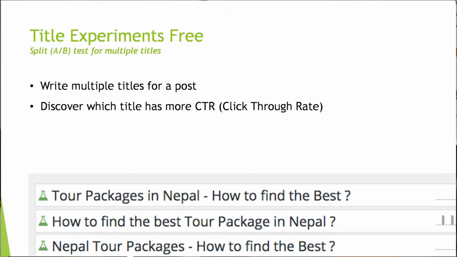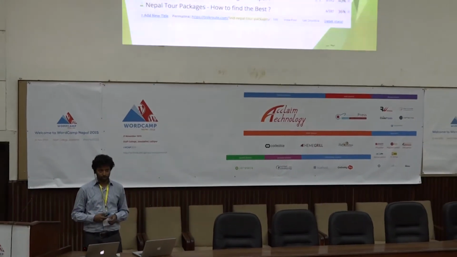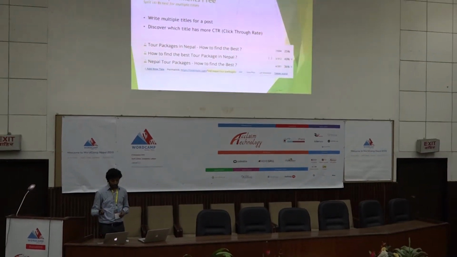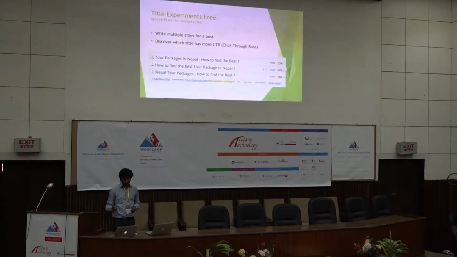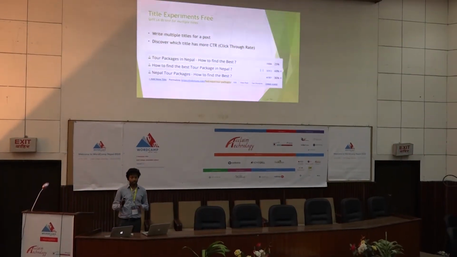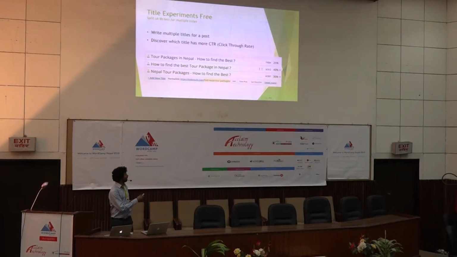Another plugin, titled Experimental. We were talking about conversion before, and this is slightly also related to conversion and click-to-web. As you can see, there are 3 titles over there. One is Tour Packages in Nepal, How to Find the Best. How to Find the Best Packages in Nepal. Nepal Tour Packages, How to Find the Best. That's 3 different titles. And there's also, you can see the data here.